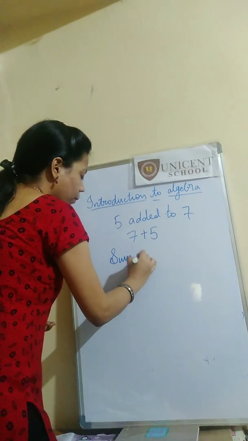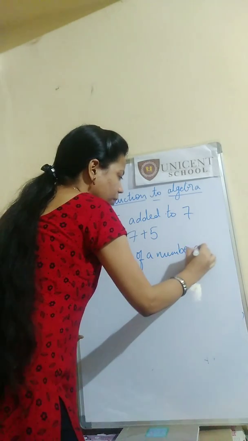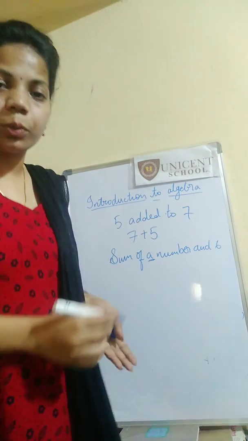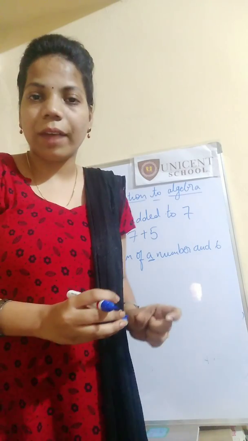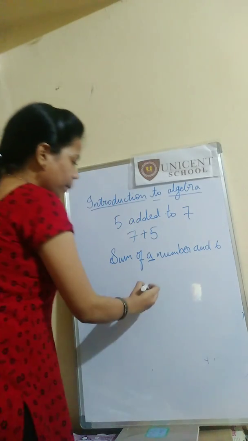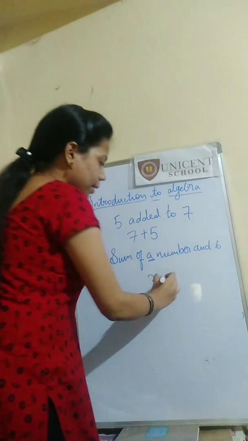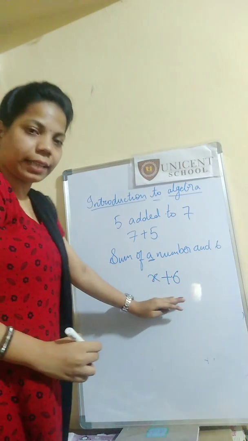Sum of a number and 6. A number means the unknown value. So we can take any variable here. In the place of unknown value, we can take any variable. Right? Variable. Let us take x. Sum of a number and 6. We will represent this statement like this.